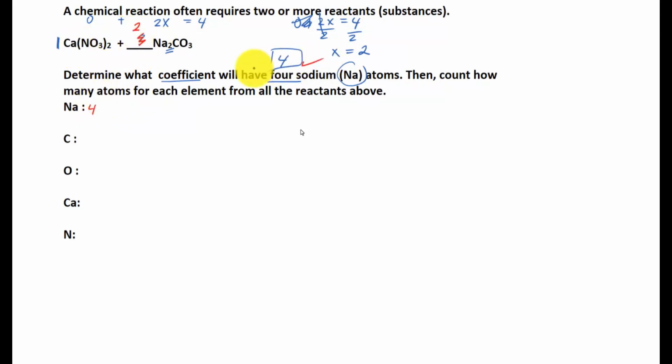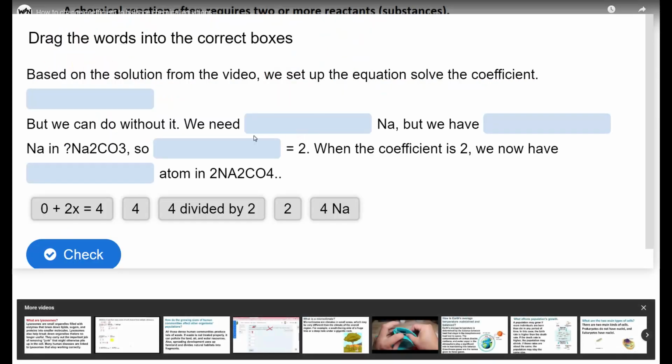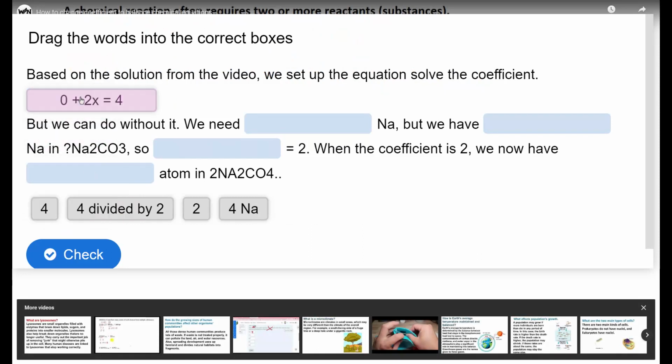This is what we want. And then for carbon, we have carbon here. 2 times 1 right there gives us 2. And no carbon here, that's calcium right there. All right, let's see if I remember this. So we have our formula, 0 plus 2x equal to 4, okay? Now let's do this without the formula, okay?